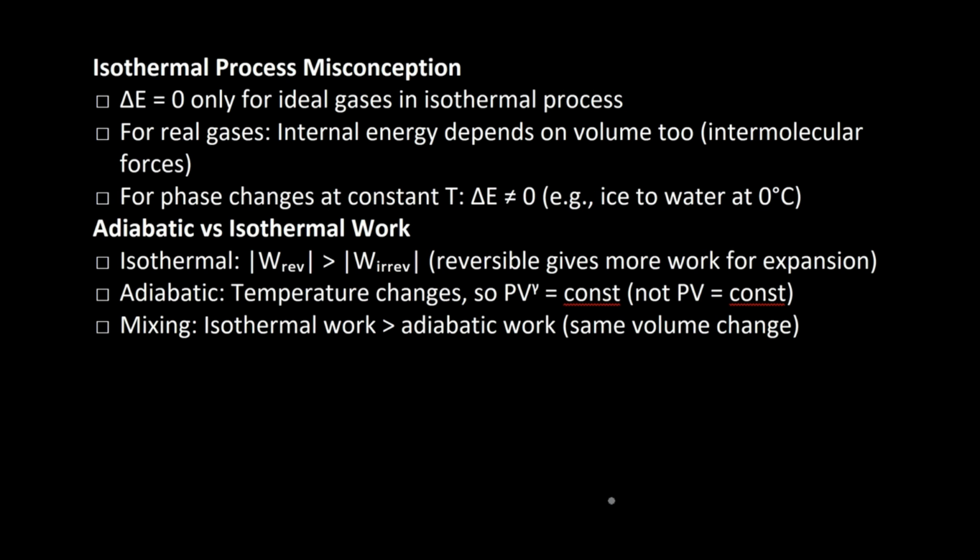In case of isothermal processes, delta E is equal to 0 only for an ideal gas in an isothermal process, and for real gases the internal energy depends on volume also, because intermolecular forces are present. And for adiabatic processes, the temperature changes, which will affect PV, so PV is not constant; PV to the power gamma will become constant.